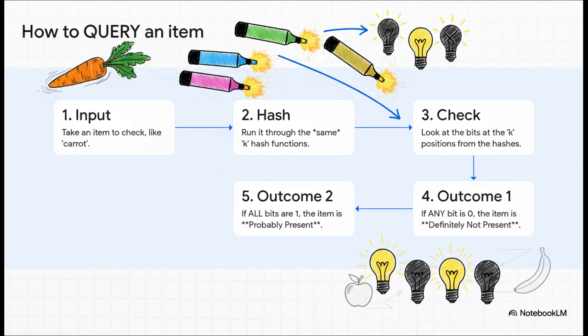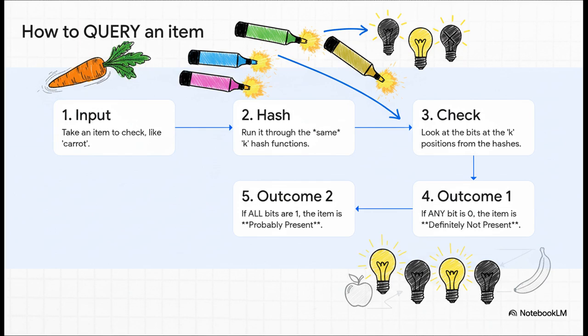All right, so how do we check for something? Let's say we want to see if the word carrot is in our set. We do the exact same thing. We run carrot through those same magic markers. They point us to a set of specific light bulbs, so we go and check those bulbs. Now, if even one of those light bulbs is still off, we know for a 100% fact that carrot was never added. It's impossible.